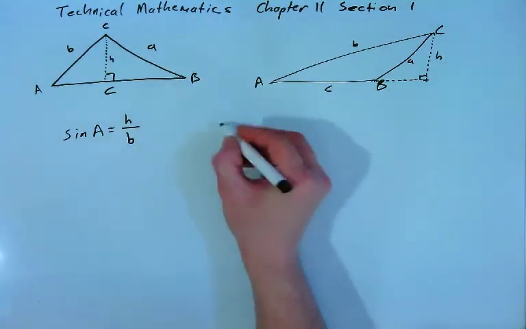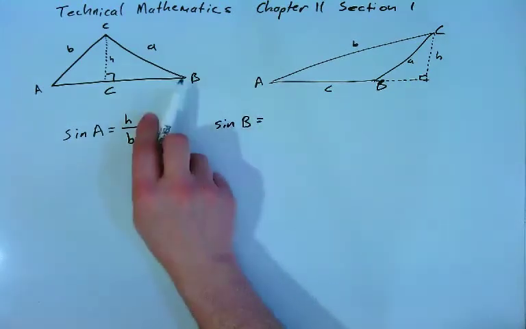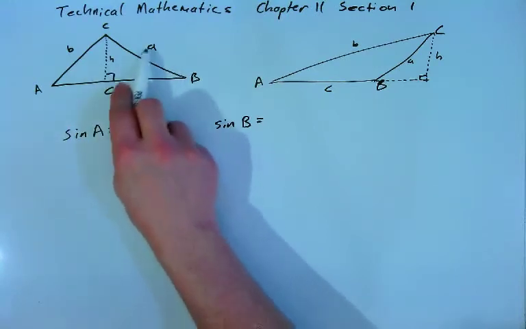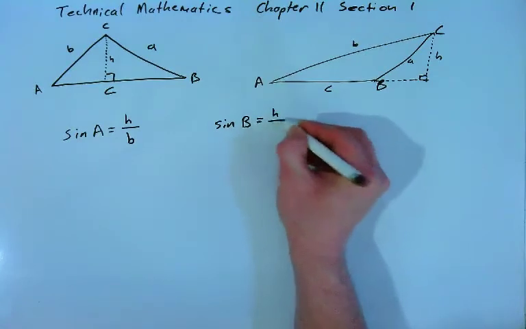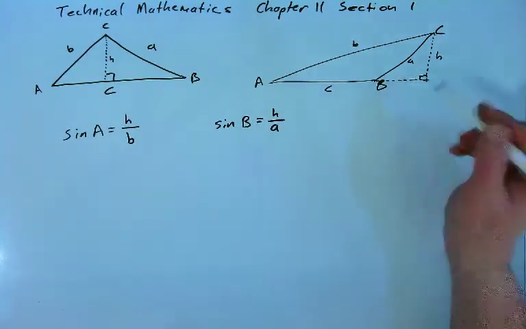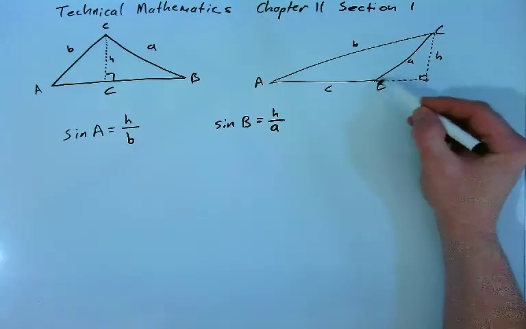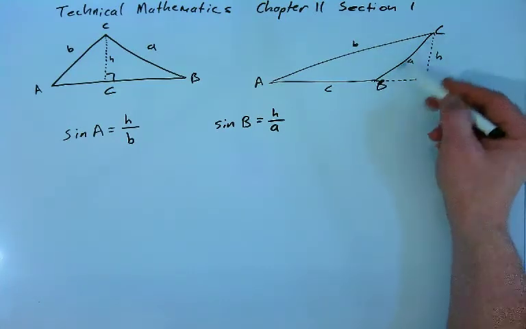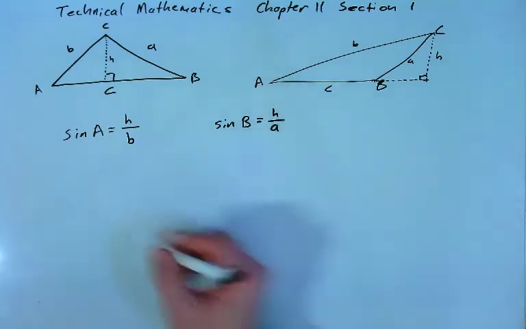And if we look at angle B, the sine of angle B, again, is the opposite over the hypotenuse. In the acute triangle, the opposite is H. The hypotenuse is A. That's opposite the right angle. So the sine of B will be H over A. And the same thing in the obtuse triangle. If we look at angle B, which is this angle here, the opposite side is H. The hypotenuse for this triangle is A. And so sine B will be H over A.